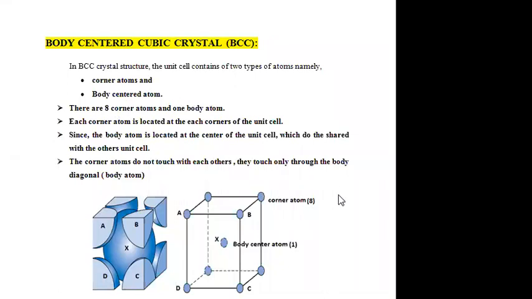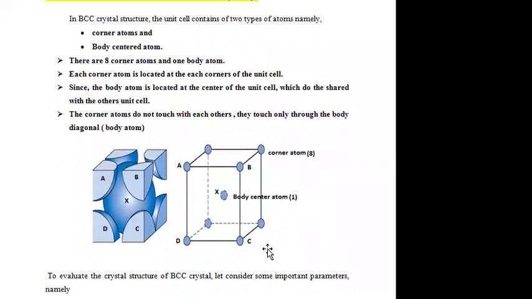As we know, the medium is a cubic medium. So here in the cubic medium, we have 8 corners. Each corner contains one corner atom, so in total we have 8 corner atoms in the BCC crystal structure. In addition to these 8 corner atoms, we have one body-centered atom.